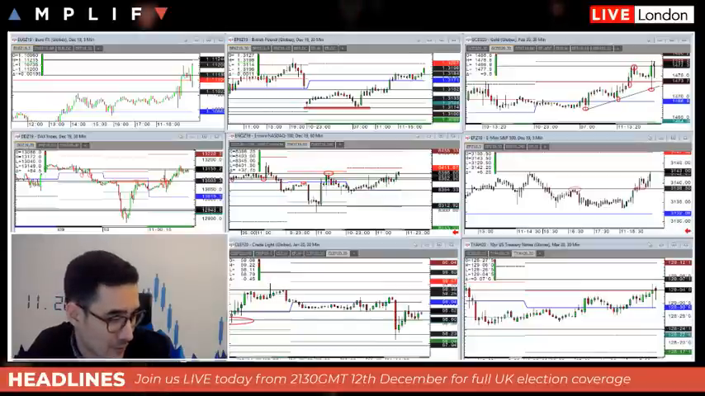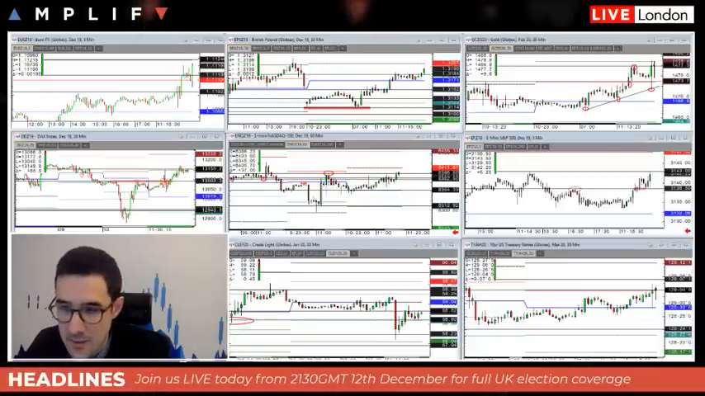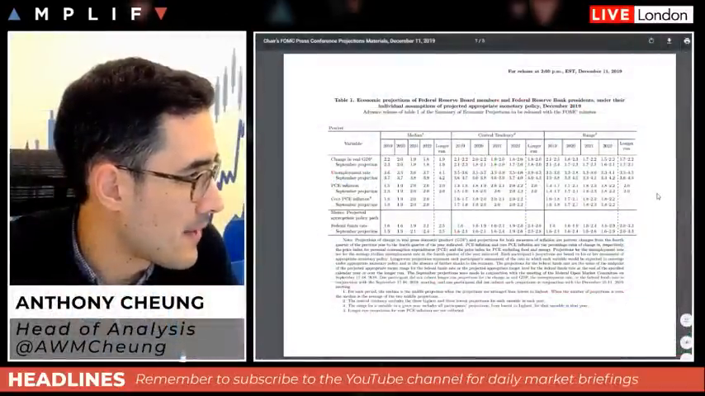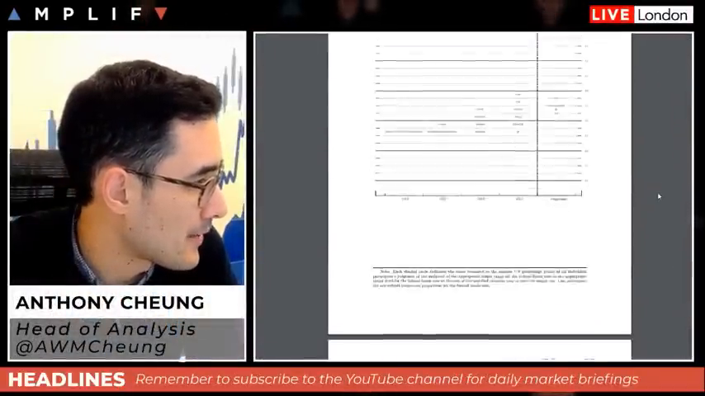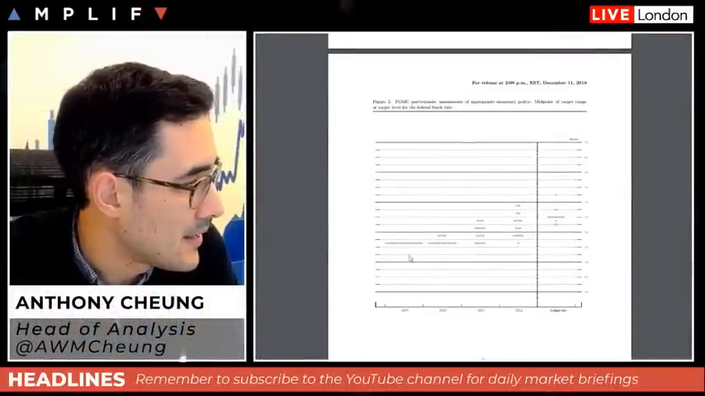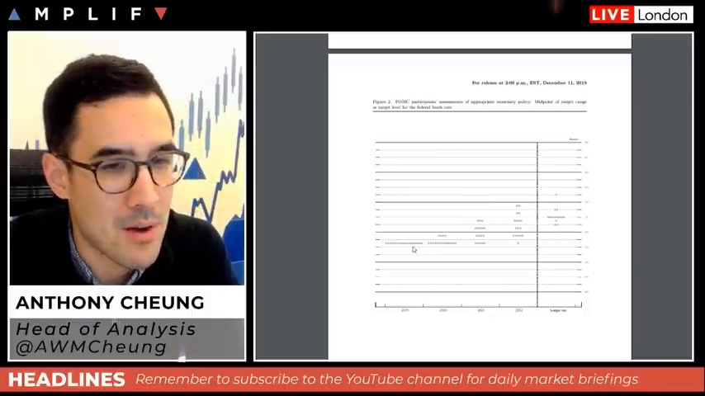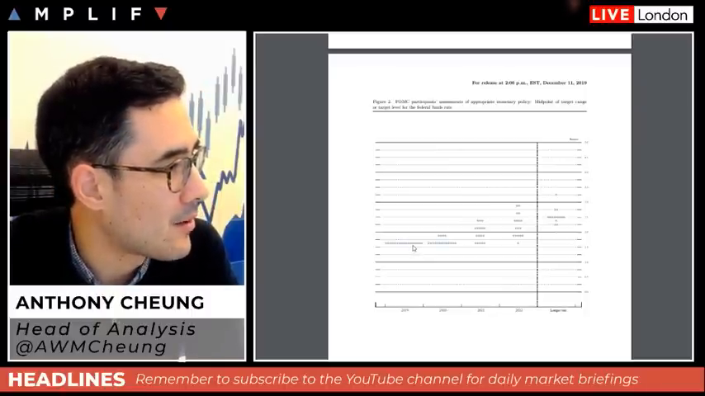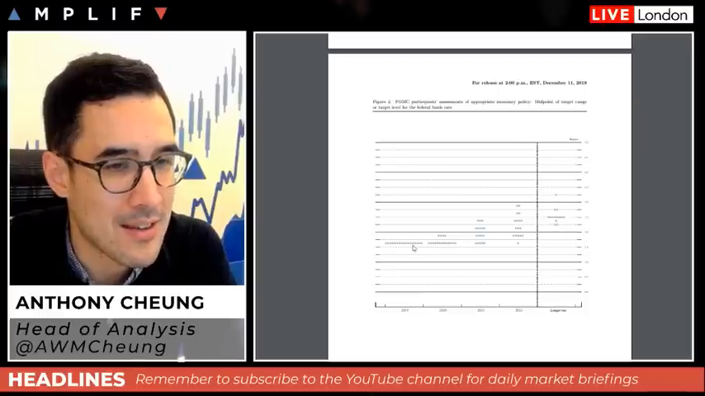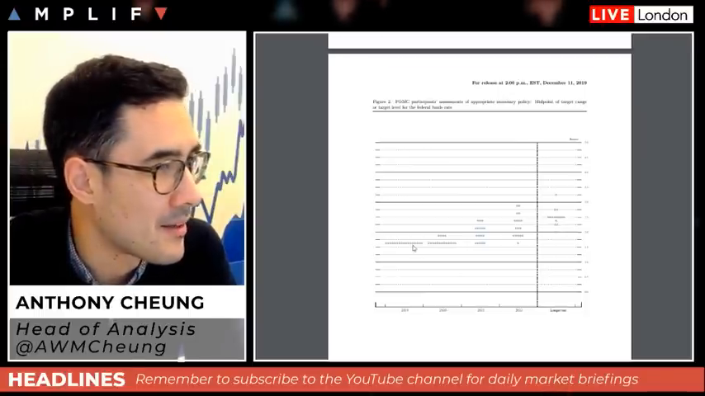But let's just quickly have a look at this. So this is the dot plot, or this summary of economic projections, and then you've got the dot plot down the bottom, which is here. What you'll see though is there's a lot of question marks over the validity of the dot plot and how necessary it is, because very seldom does it end up being that accurate.